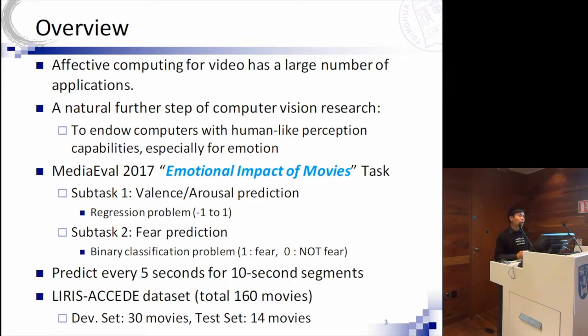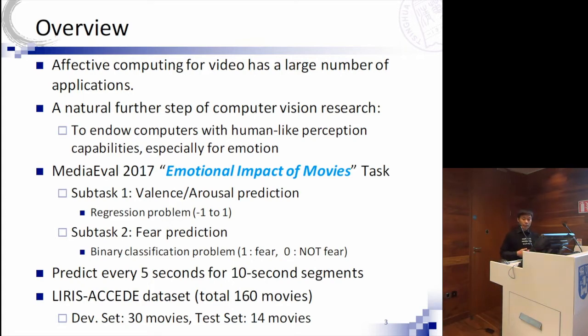The first one is to predict the dimensional valence and arousal scores from consecutive 10-second segments. And the second one is to predict the fear. This function is very useful to protect children from potentially harmful video content.